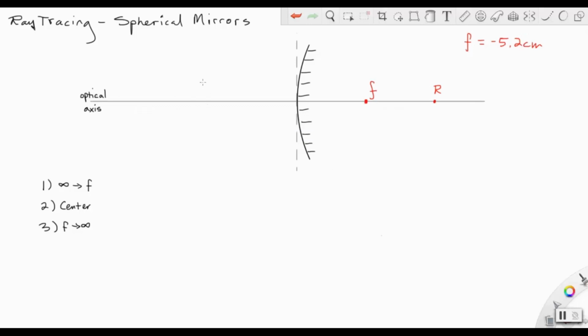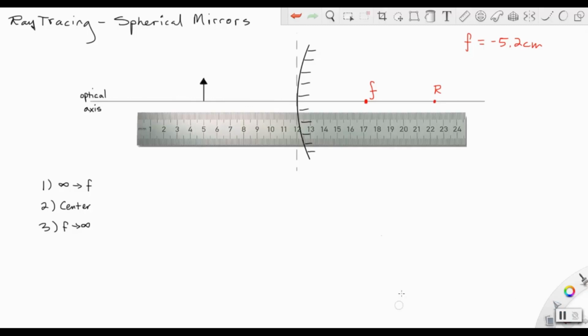Now let's place an object, and we can put an object anywhere we like. Let's go ahead and make it 7 centimeters on the left of the mirror. Now I put this at the 5 centimeter mark, even though I said it's 7 centimeters away, so keep in mind that 12 centimeters is our basis, so the 5 centimeter mark here is 7 centimeters away from the optical plane.